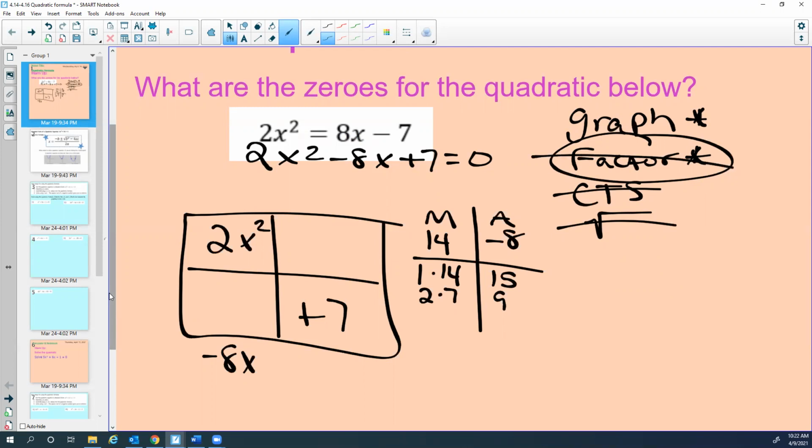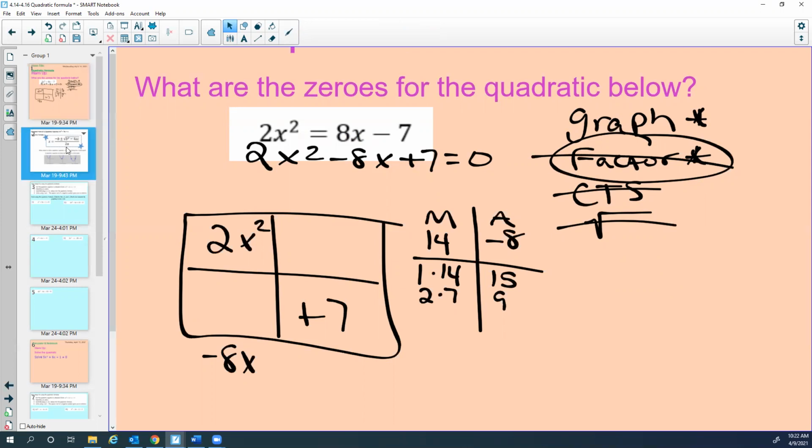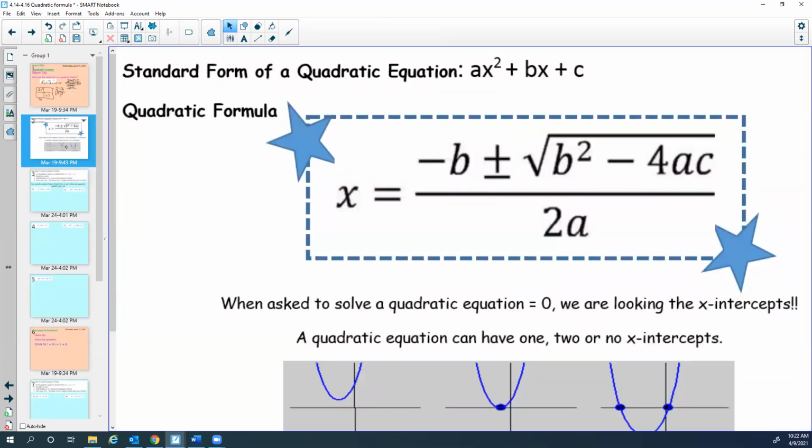The only method that I could do possibly to get this answer out of the ones we know right now would be graphing. However, what we're learning today is another method that will allow us to solve a question like this, where we tried to factor it and it doesn't work. This method is called quadratic formula. What is there in that blue box is your quadratic formula. You want to go ahead and write that down.